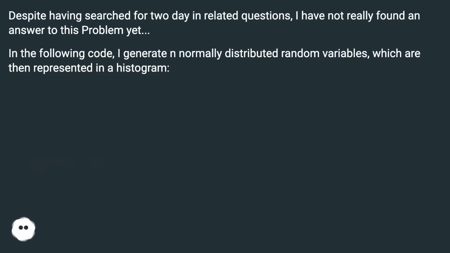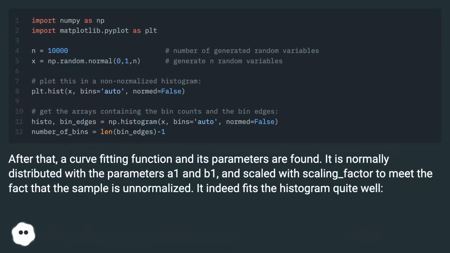In the following code, I generate n normally distributed random variables, which are then represented in a histogram. After that, a curve-fitting function and its parameters are found. It is normally distributed with the parameters a1 and b1, and scaled with scaling_factor to meet the fact that the sample is unnormalized. It indeed fits the histogram quite well.